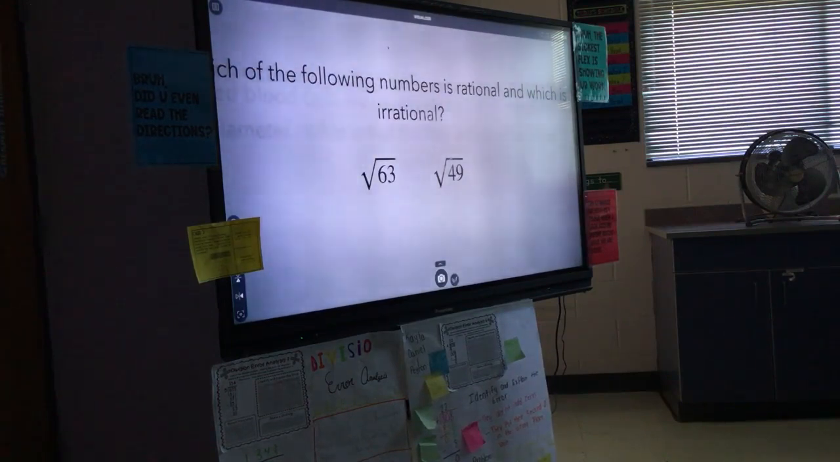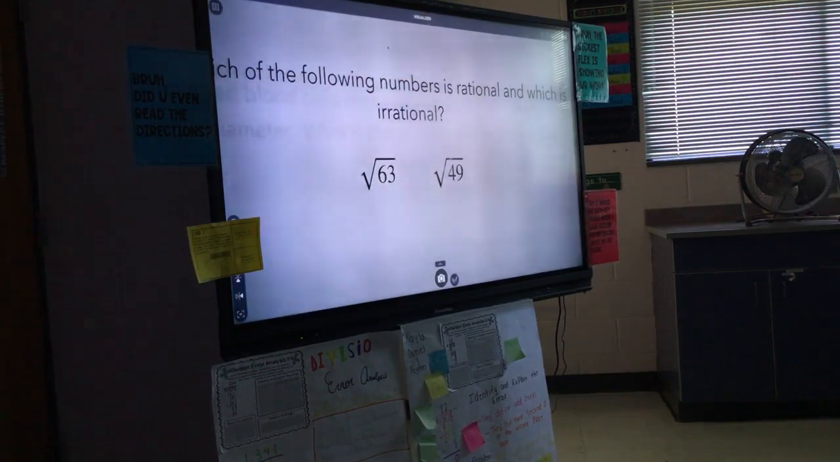All right, let's go ahead and go over this. Have a seat. Stand up if you said the square root of 63 is a rational number. You said rational or irrational? Rational. All right, so I'll ask again. Is the square root of 63 a rational number? Stand up.